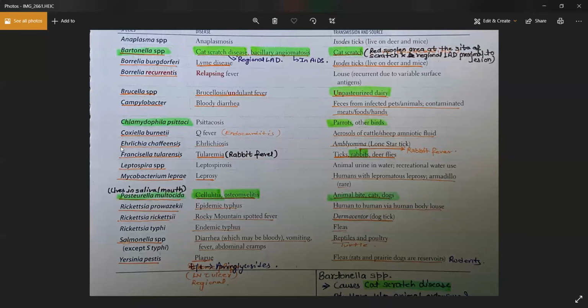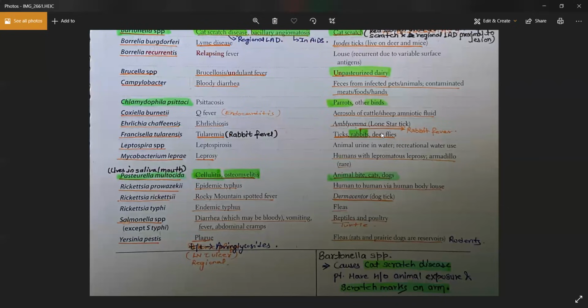Okay, and then comes Francisella, which causes rabbit fever, and it occurs from rabbits. So it would be a patient who is hunting rabbits, or might be a patient who has a history of coming into contact with a rabbit, even as a pet. Okay, he will likely get tularemia or rabbit fever. Just like brucellosis, it causes a very high-grade fever and some flu-like symptoms.